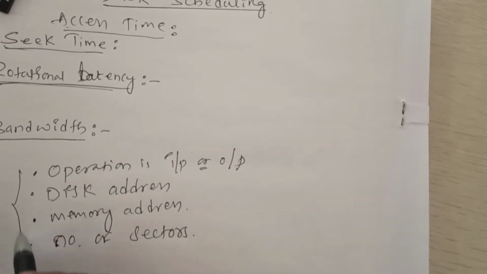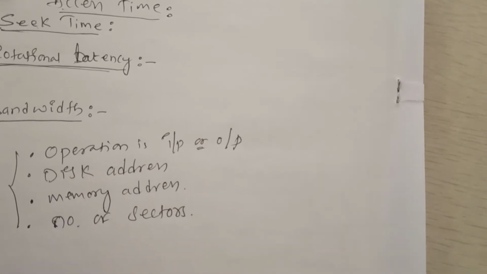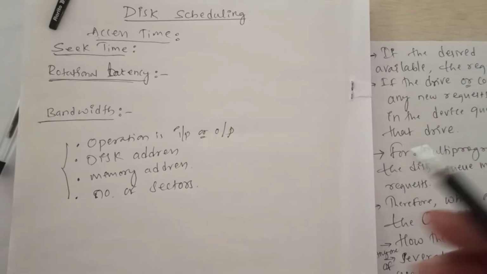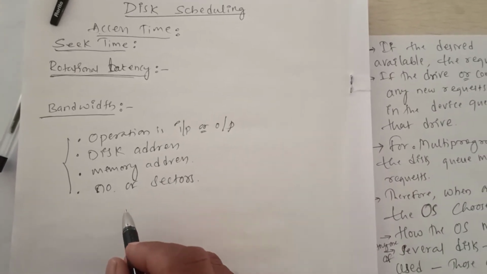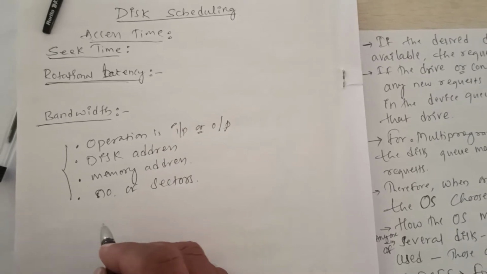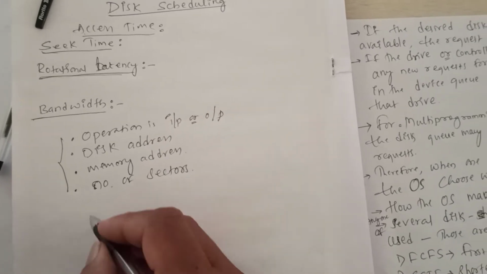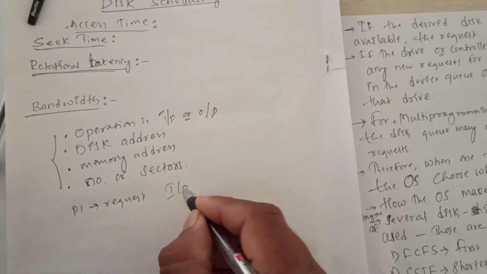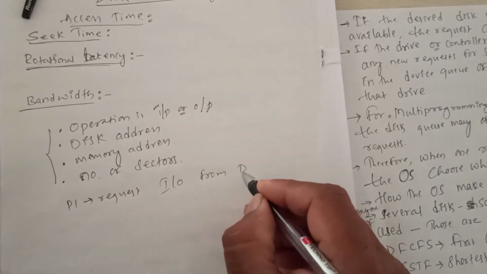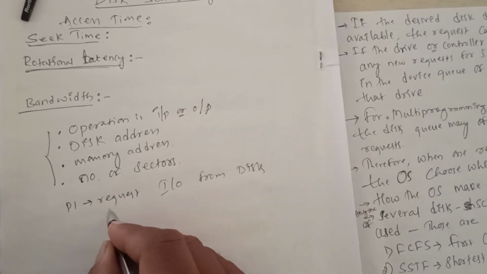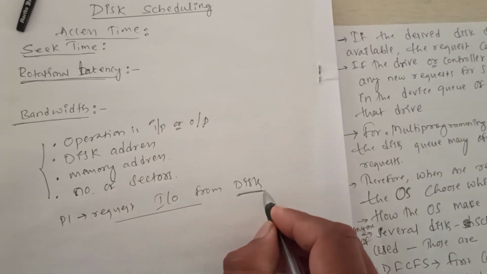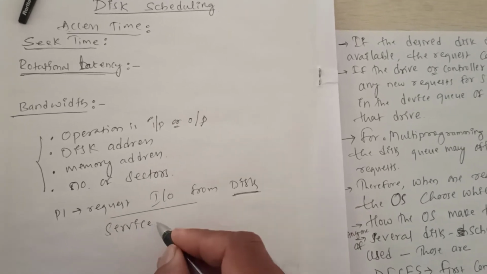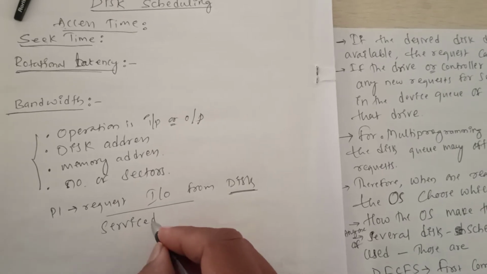Then by seeing all this, we are going to perform the scheduling of the disk. Here is how you are going to schedule the disk. If the desired disk drive and the controller are available, the request can be serviced immediately. For example, if process P1 requests an IO operation from the disk and the disk is free, then this request will be serviced immediately.